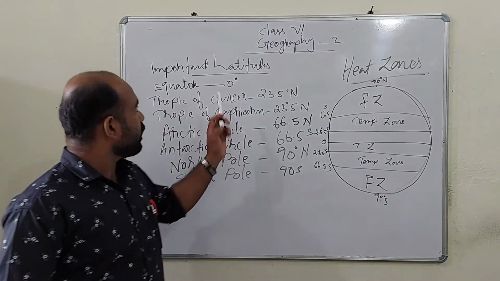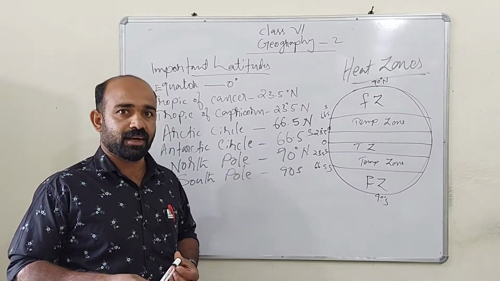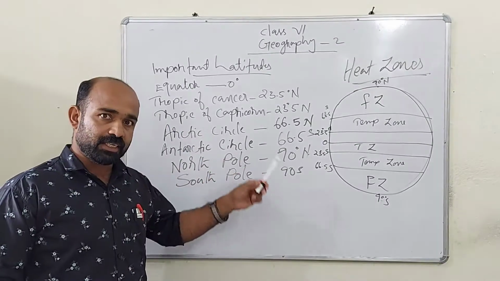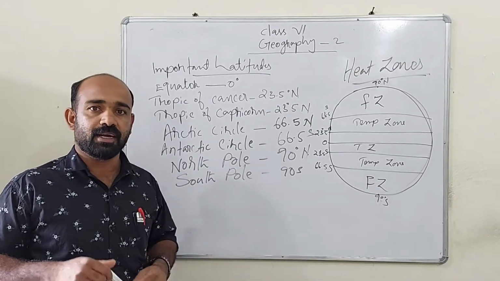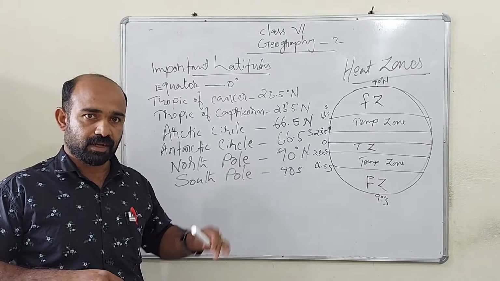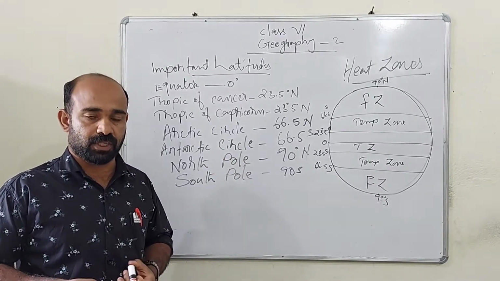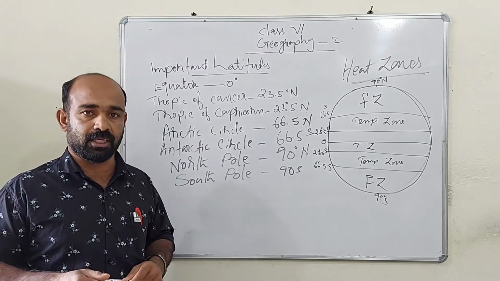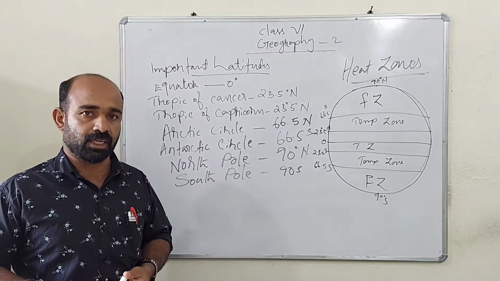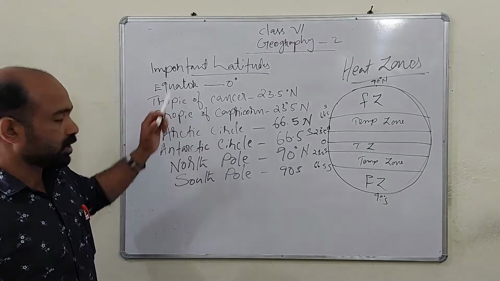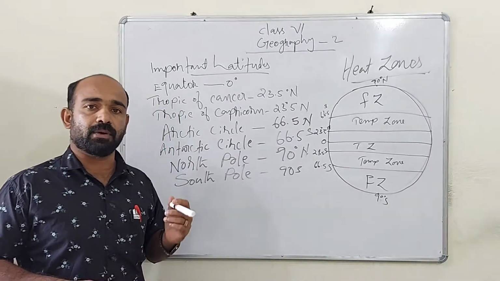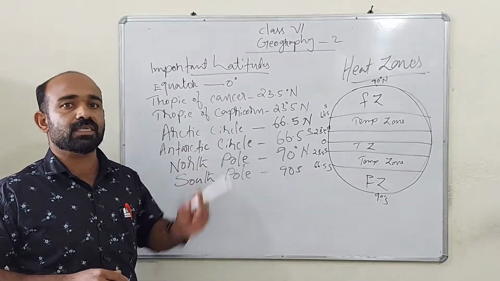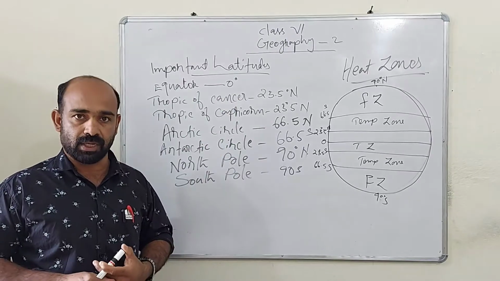Now let us study about important latitudes. Some important latitudes are there. We have already studied that in the northern hemisphere, 90 latitudes are there, and in the southern hemisphere also, 90 latitudes are there. Among all these 180 latitudes, some are very important. Let us see which are the important latitudes. First of all, the equator. Equator is the most important latitude, which divides the earth into two equal halves. Equator is marked with 0 degree.